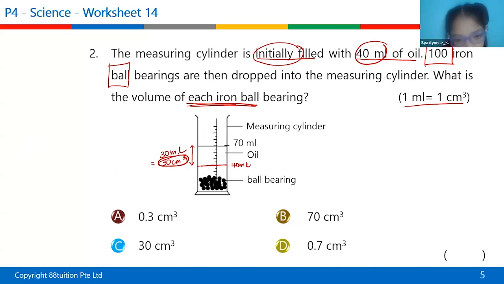Volume of the ball. One ball or 100 balls? 100 balls. Very good. So 100 balls, volume 30 cm cube.